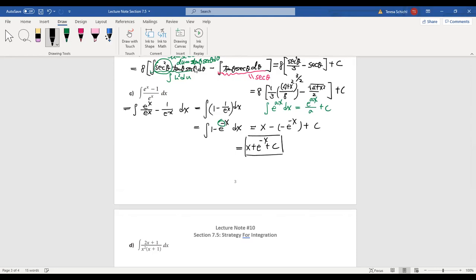Right, so this problem would be a pretty easy one to do, if you do the algebra part to rewrite your integration here.